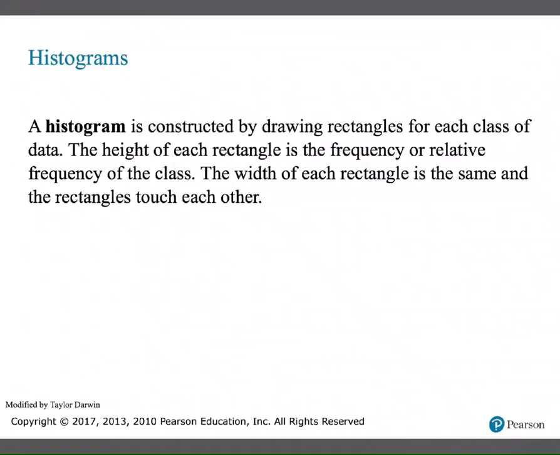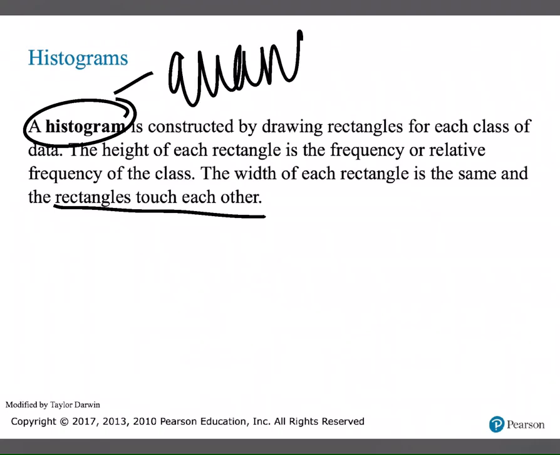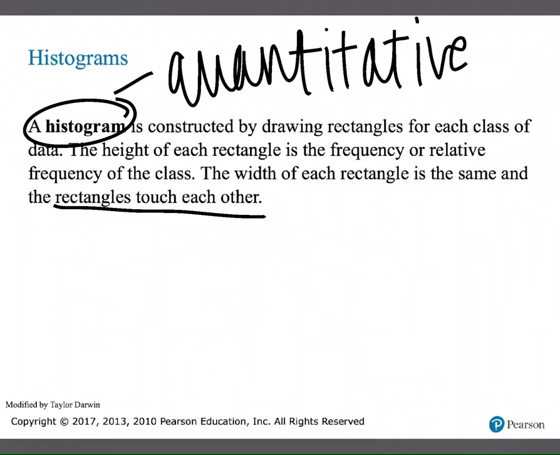A histogram is constructed by drawing rectangles for each class of data. The height of each rectangle is the frequency or relative frequency of the class. The width of each rectangle is the same, and the rectangles touch each other. So the difference between histograms and bar graphs is that in histograms the rectangles touch each other, and we use histograms for quantitative data, and bar graphs for qualitative data.